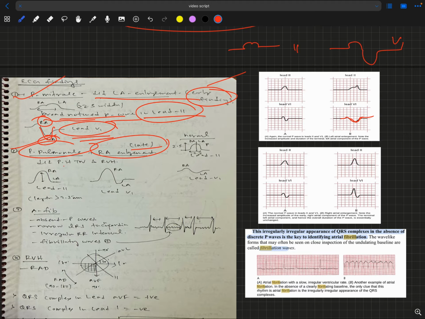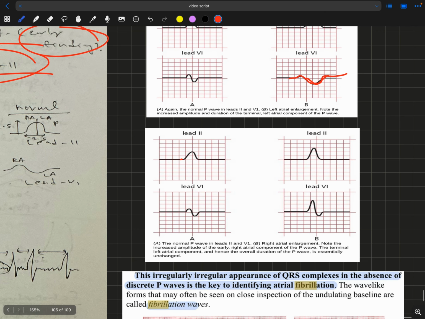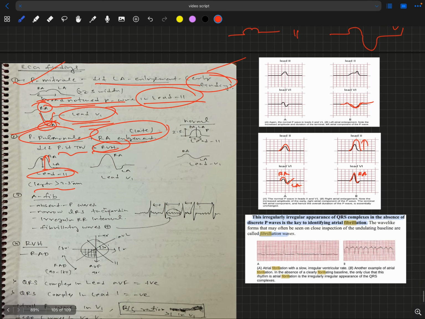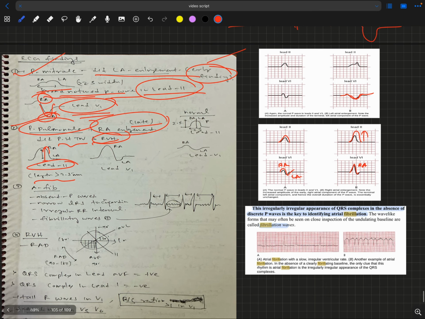P pulmonale means, due to pulmonary hypertension and right ventricular hypertrophy, in lead 2 the height of the P wave will increase by more than 2.5 centimeter. Here the breadth was increasing in P mitrale; here the height of the P wave increases. So this is the normal P wave in lead 2, but the amplitude is increasing in case of right atrial enlargement. In lead V1, this is due to RA, this is due to LA. Now this RA component is rising due to right atrial hypertrophy, a long term sequela of MS.